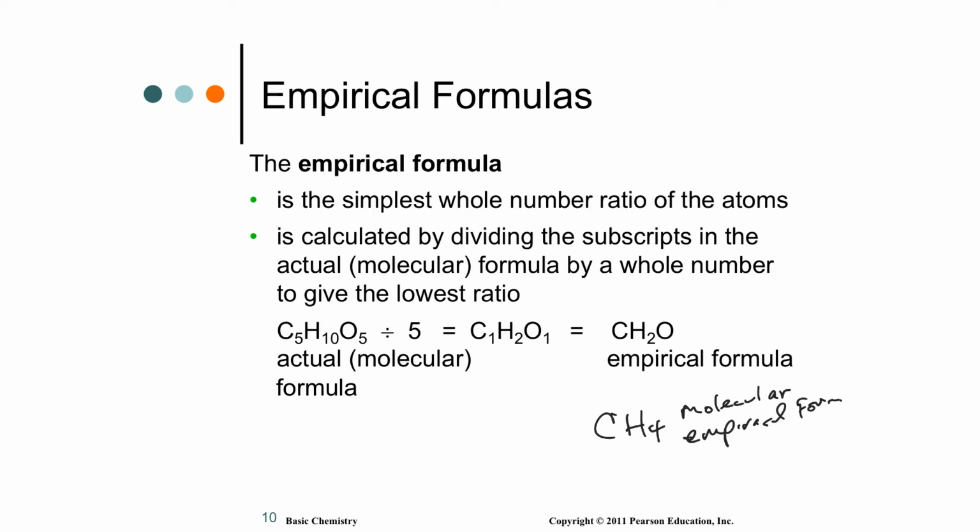So for instance, if you see this one, C5H10O5, all of them are divisible by 5. So divide 5 into each one of those numbers and you get C, 2 H's, and O. And so your empirical formula is CH2O. How about that for easy?